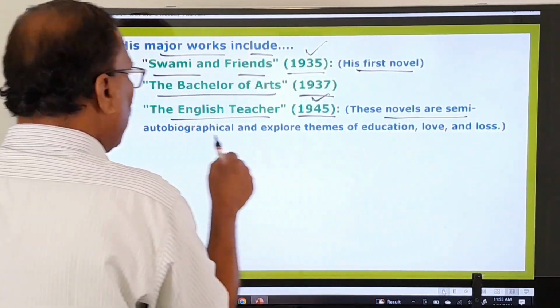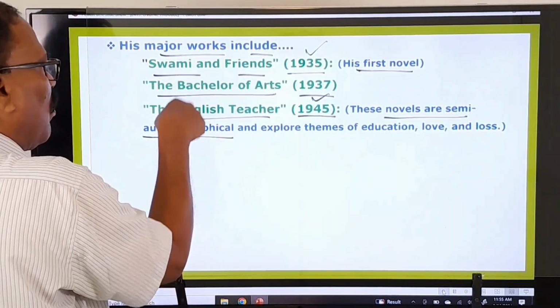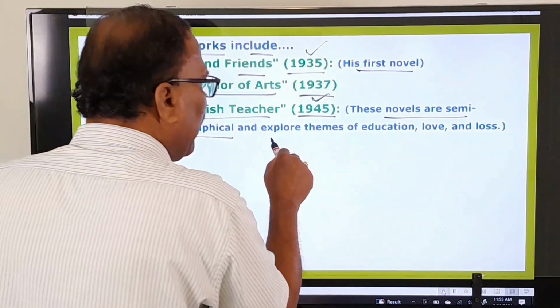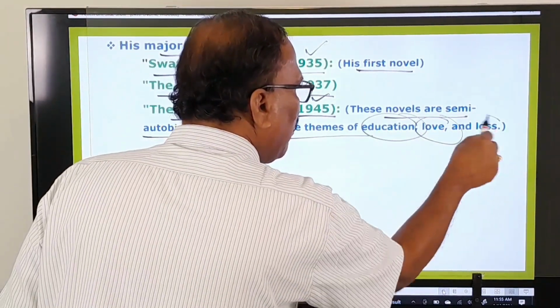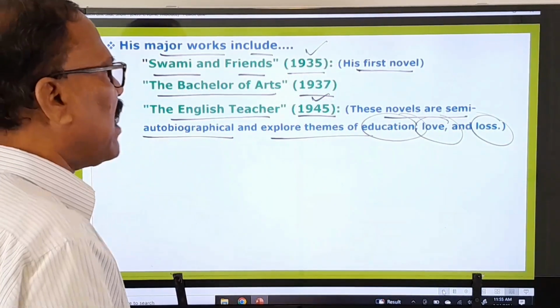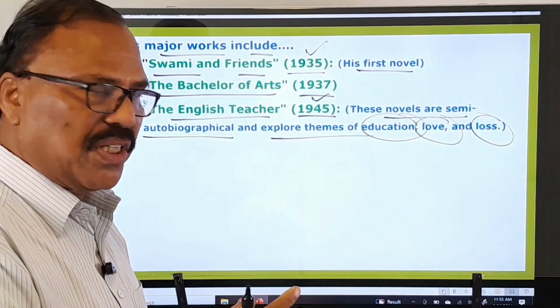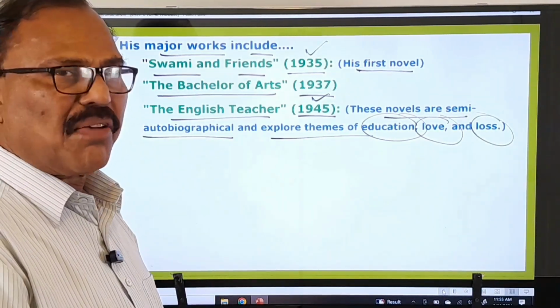These novels are semi-autobiographical. So all these novels are semi-autobiographical and explore themes of education, love and loss. So all these novels explore what? The themes of education, the themes of love and the themes of loss also.